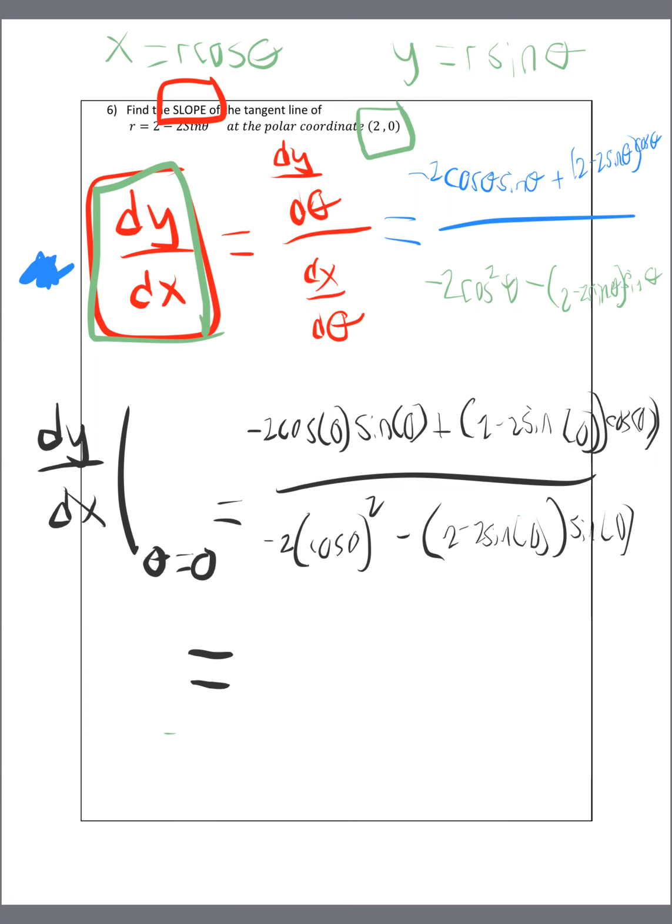So let's just leave the -2. But what is cosine of 0? 1. And then sine of 0? 0. Next, okay, so you have 2 minus 2. Sine of 0 is 0, like you said, and then cosine of 0 is 1, like you said. And then what is cosine of 0 squared? Is it just 1? Yes.